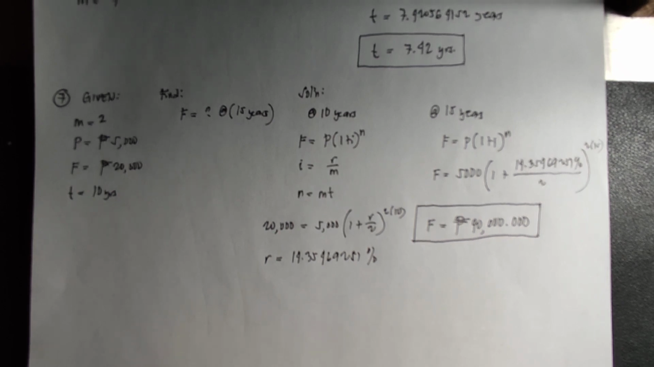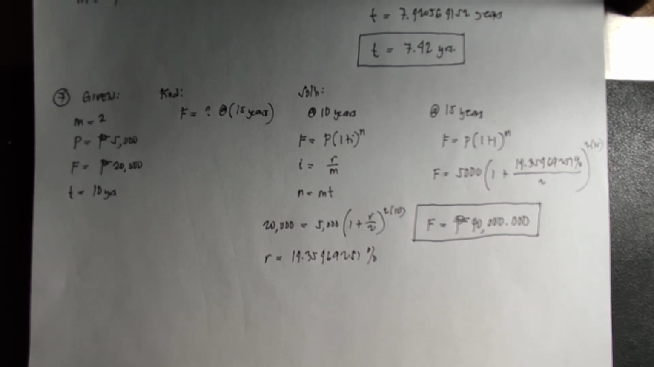So to calculate that, we will get our r is equal to 14.35469251%. So at 15 years, since we got already our r, now we can substitute to find our F. So F is equal to 5,000 multiplied to the quantity of 1 plus 14.35469251% over 2 raised to 2 times 15. To calculate that, we will get our F is equal to 40,000 pesos.